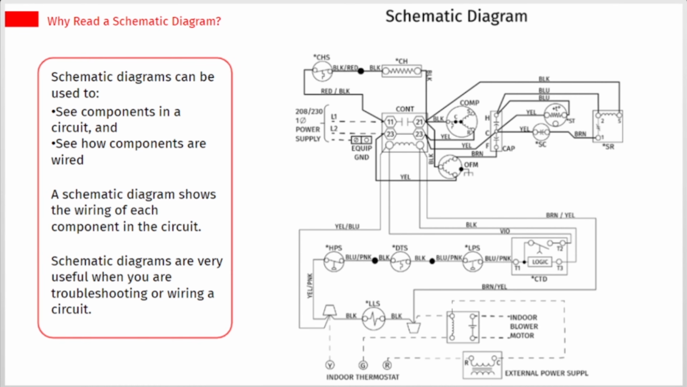Schematic diagrams can be used to see components in a circuit, and see how components are wired. A schematic diagram shows the wiring of each component in the circuit. Schematic diagrams are very useful when you are troubleshooting or wiring a circuit.